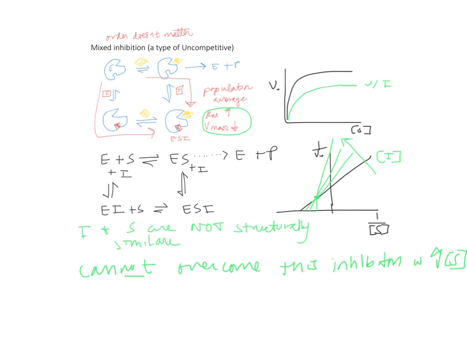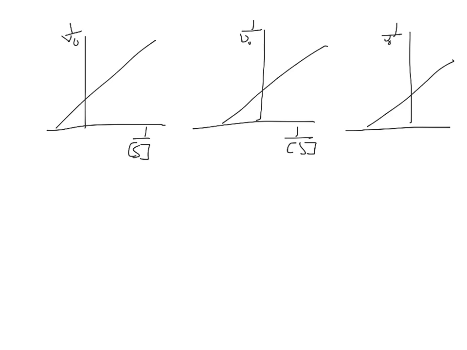I don't think so, but I'm going to do one quick extra recap so that you can see them all at the same time. Again, the black line represents without the inhibitor: 1 over V naught versus 1 over S.